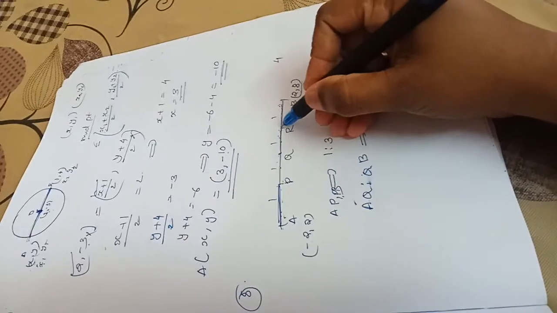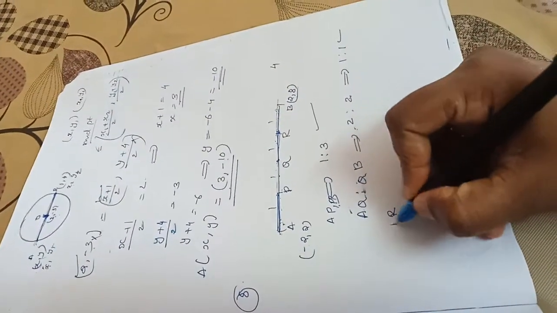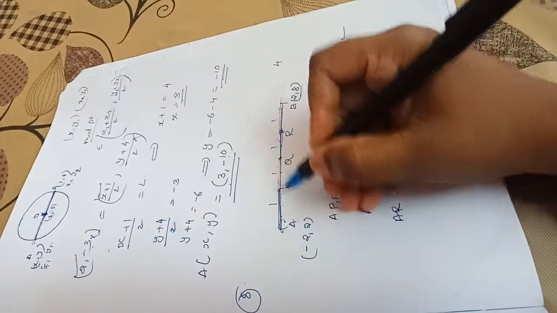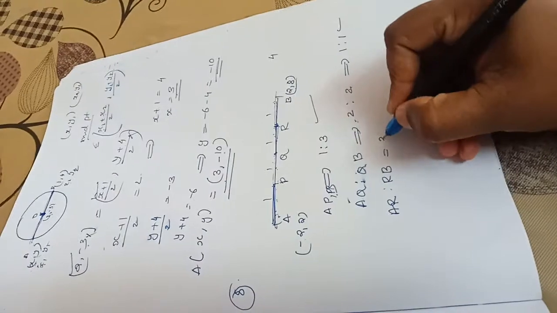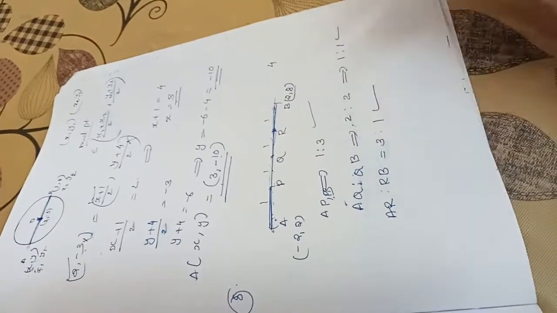Next we have to calculate the third point. So the AR and RB ratio. AR is to RB: from A to R how many? 1, 2, 3. So 3 is to the remaining, R to B, only 1 portion. So these 3 are the different ratios.